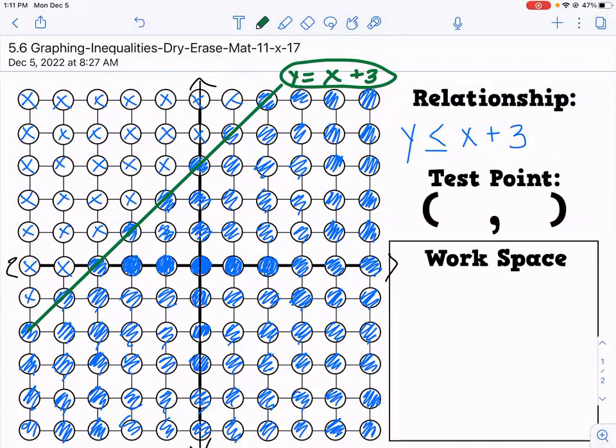Okay. So today, we're going to talk about linear inequality.